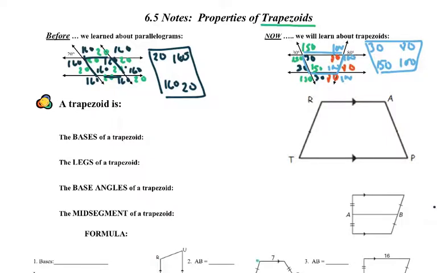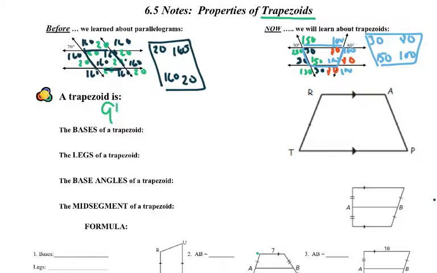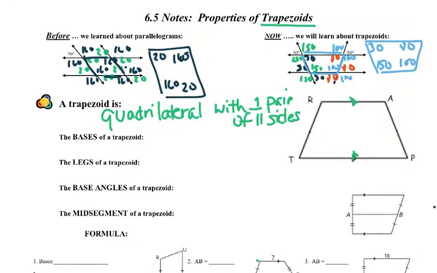A trapezoid is a quadrilateral, but it only has one pair of parallel sides. So a quadrilateral with one pair of parallel sides. And I just abbreviated parallel. So here in this picture, you see the parallel sides are those. And the parallel sides have a special name. They're called the bases. The bases are the parallel sides.